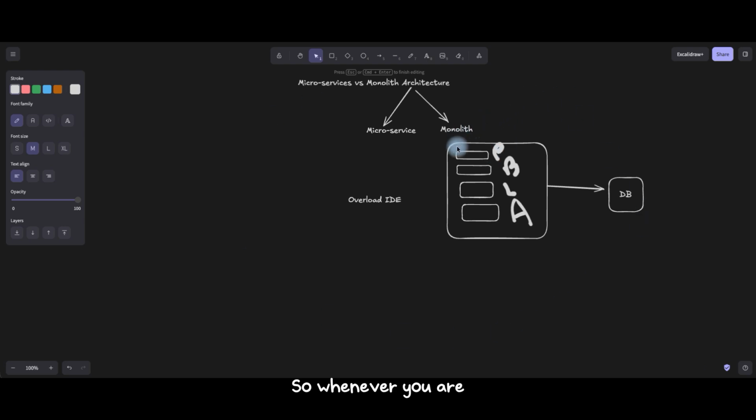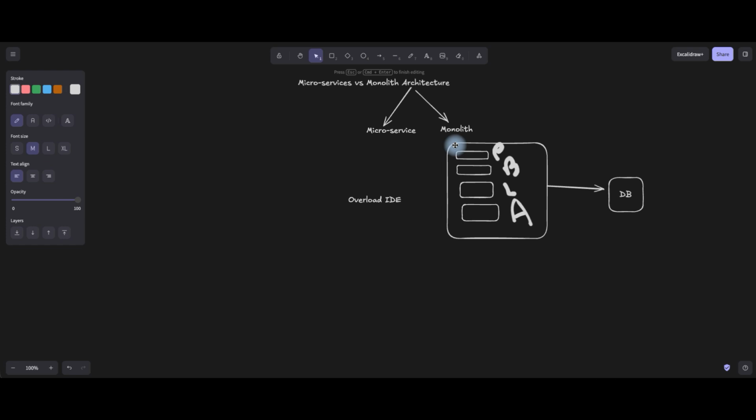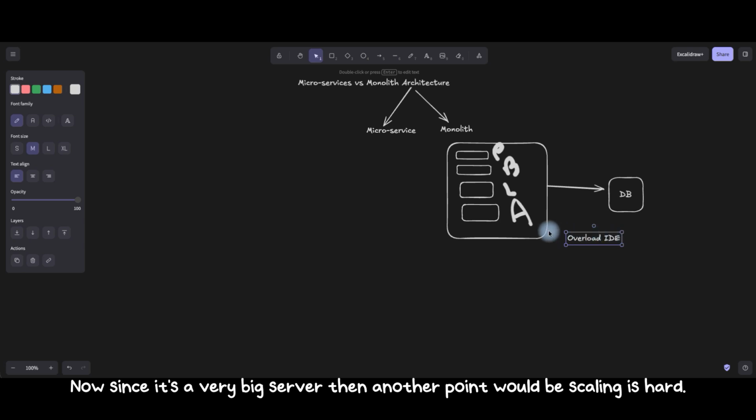So whenever you are importing that project or cloning that project from GitHub or any repository, it is going to overload your IDE and will take a lot of time to load your project. If you have worked in a monolith, you already know about it. Now, since it's a very big server, another point would be that scaling is hard.